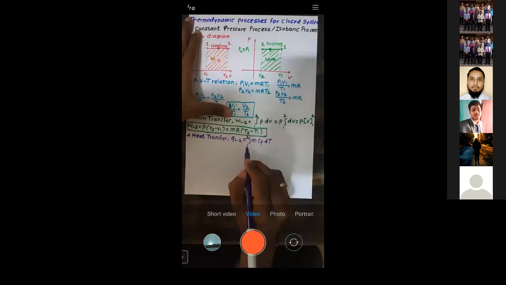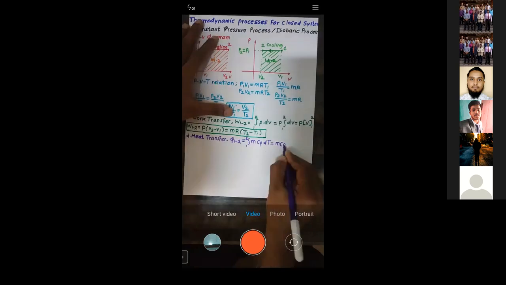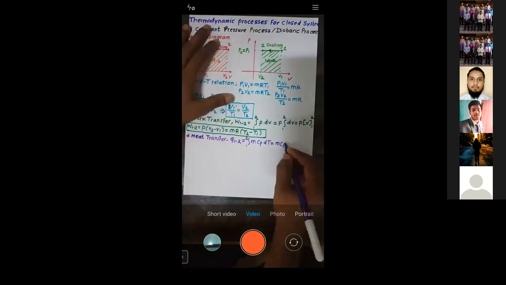So when the heat is transferred at a constant pressure, the formula is mCp dT for the process 1 to 2. Mass is constant, Cp is again constant, so we take the integration of dT from 1 to 2. So we'll get heat transfer Q1-2 equal to m into Cp into T2 minus T1.